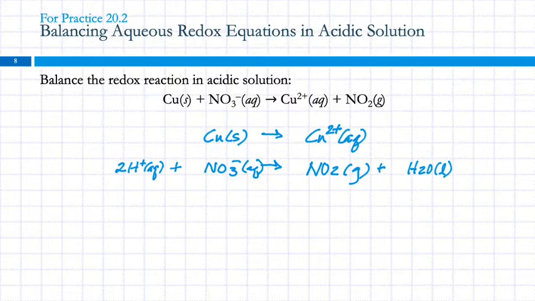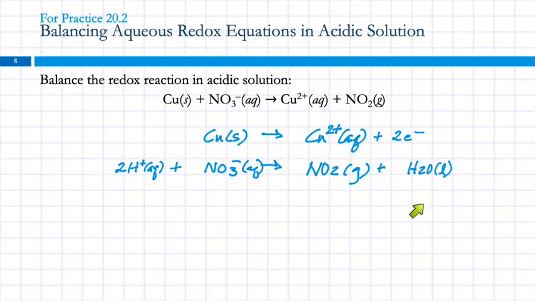Now I need the charges to balance. So on the left I have 0 charge, on the right I have +2. The only way I can balance this is by adding electrons, which are negative. So if I add 2 electrons here, -2 and +2 add up to 0, and 0's over there. You should always end up with one reaction having electrons in the product side and one on the reactant side, because you should have one oxidation reaction, one reduction.